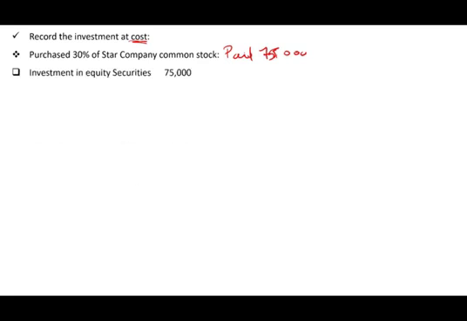You initially record them at cost. So let's take a look at this example. You purchased 30% of Star Company common stock, and you paid $75,000. So you made an investment in this company called Star, and you paid $75,000. Journalize the entry. Well, easy. I made an investment in equity securities, $75,000. I paid cash. I credit cash $75,000. Well, now I have an account called investment in equity securities, and I have in there $75,000.